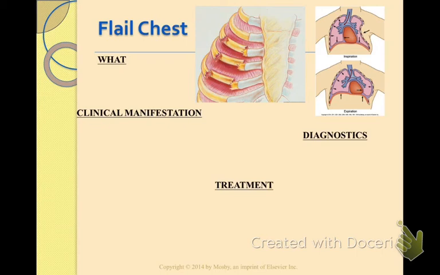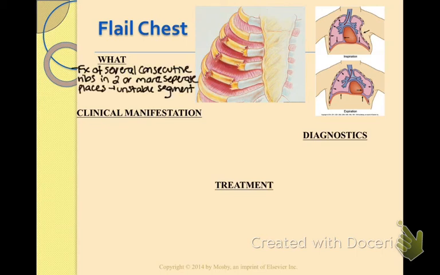So flail chest, what is it? It is a fracture of several consecutive ribs in 2 or more separate places. So it's an unstable segment. So you can see right there, you have fracture, fracture, fracture, fracture, fracture, fracture. So this piece right here is completely independent of anything else. So what we have is this paradoxical movement during breathing. That means when the affected area moves in the opposite direction than the intact portion.